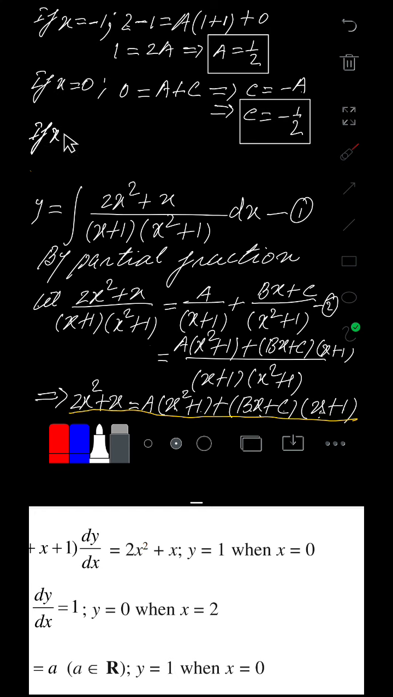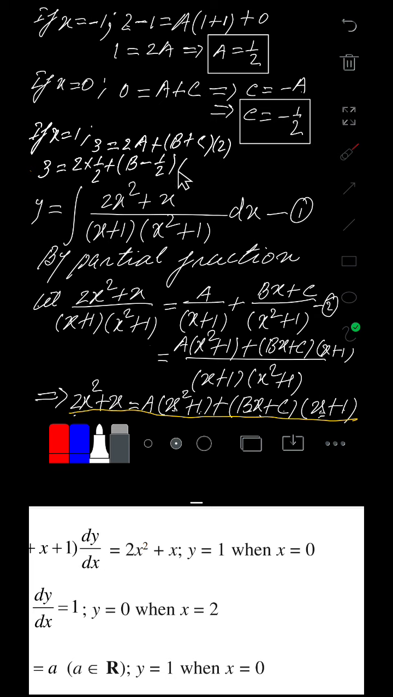Now if x is equal to 1, so on the left hand side we have 2 into 1 plus 1, that is 3. And on the right hand side we have 1 plus 1, 2, 2 into A, 2A. And here B into 1, B, B plus C, and that is 1 plus 1, 2. So we have B plus C into 2. So now putting the value of A and C, which we have already obtained, 3 is equal to 2 into half plus B we need to find out, and C we have minus half, so minus half into 2.